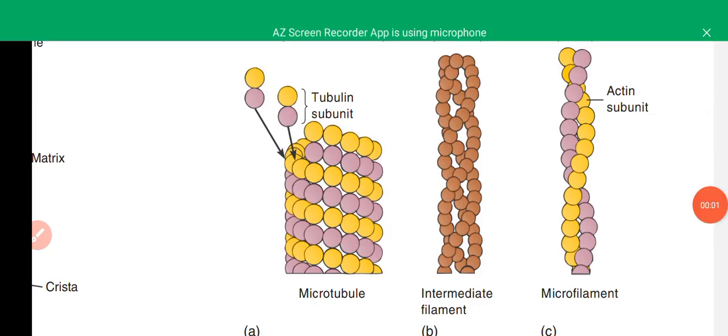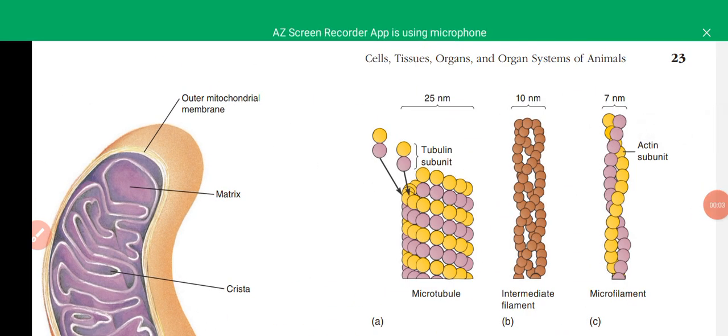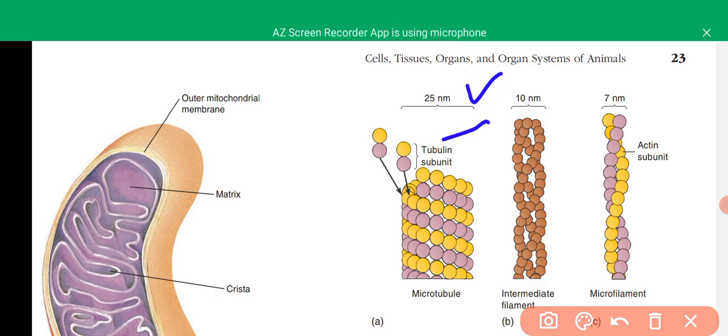So we learn about microtubules, intermediate filaments, and microfilaments. Their diameters: microtubules are composed of tubulin subunits with a diameter of 25 nanometers. Then there are intermediate filaments with a diameter of 10 nanometers, made of different types of proteins. Then there are microfilaments composed of actin subunits. Their diameter is 7 nanometers.